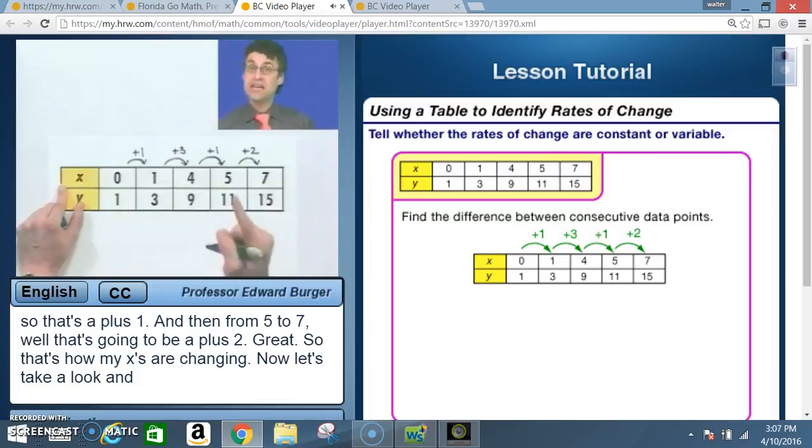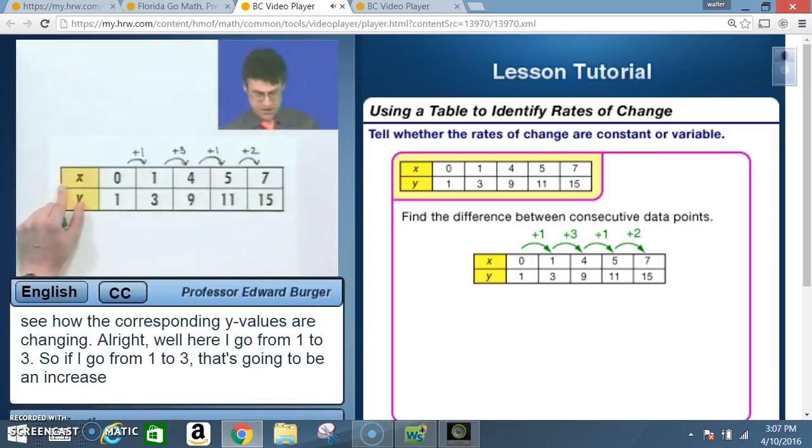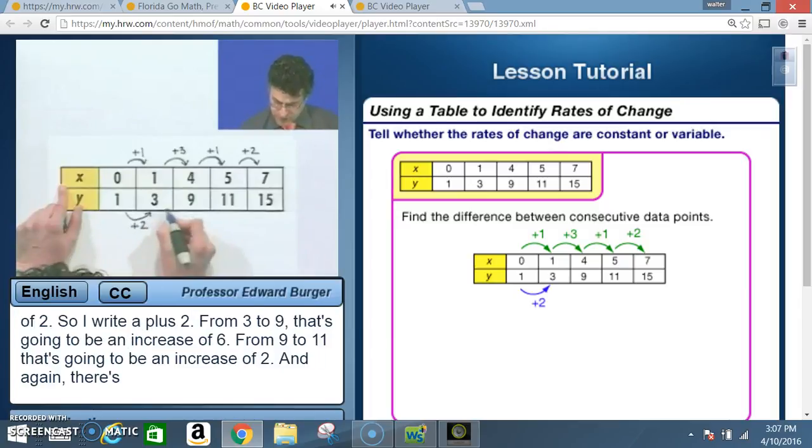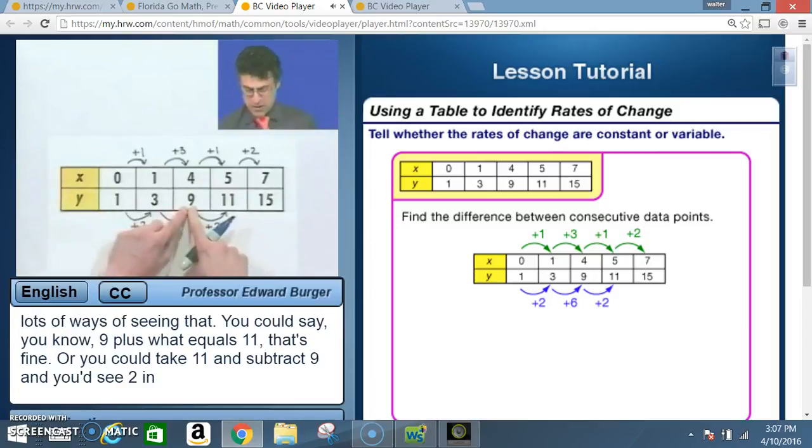Now let's take a look and see how the corresponding y values are changing. Here I go from 1 to 3. If I go from 1 to 3, that's going to be an increase of 2. So I write a plus 2. From 3 to 9, that's going to be an increase of 6. From 9 to 11, that's going to be an increase of 2. And again, there's lots of ways of seeing that. You could say, 9 plus what equals 11. That's fine. Or you could take 11 and subtract 9. And you'd see 2 in both cases.